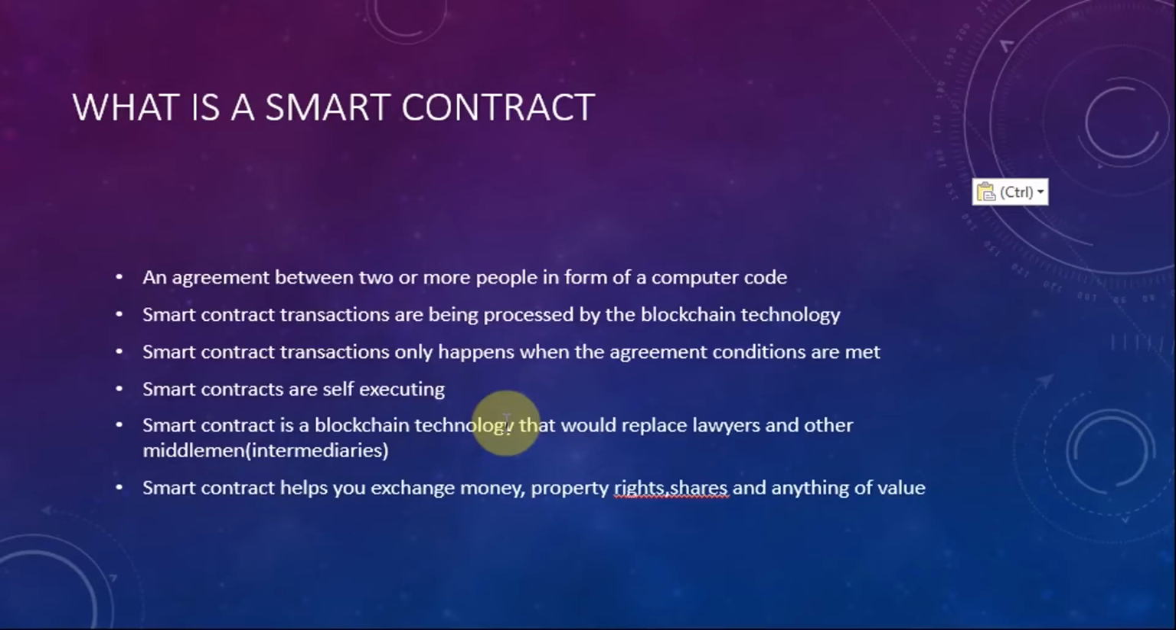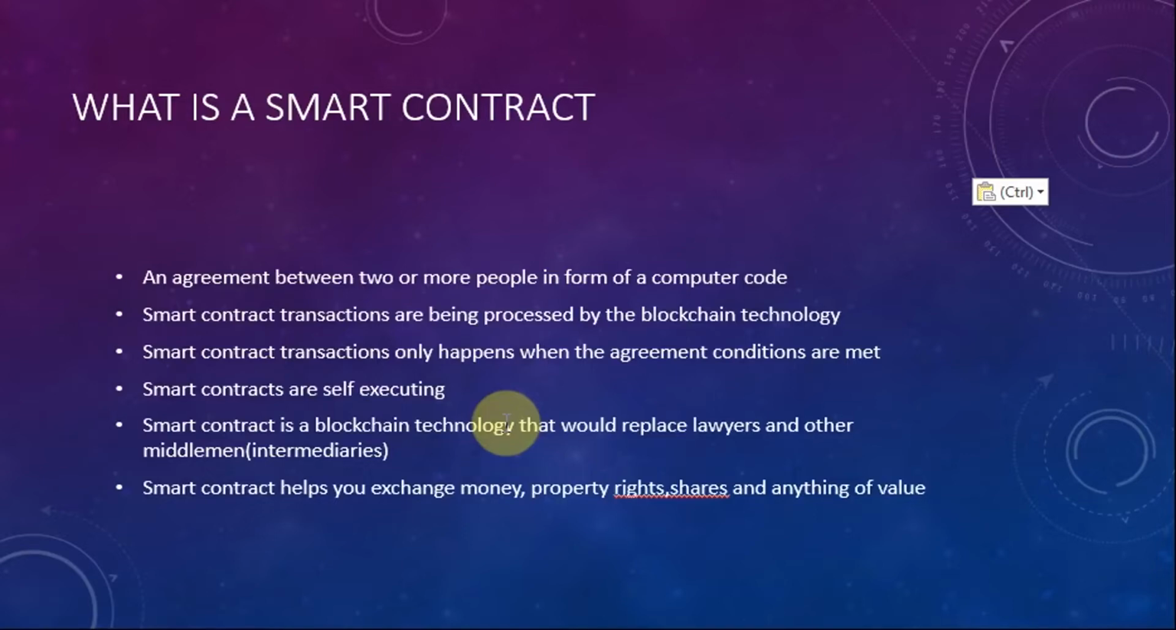So smart contract transactions are processed by blockchain technology. Smart contract transactions only happen when the agreement conditions are met. So they are self-executing. The transactions only happen when certain conditions in the agreement are met.